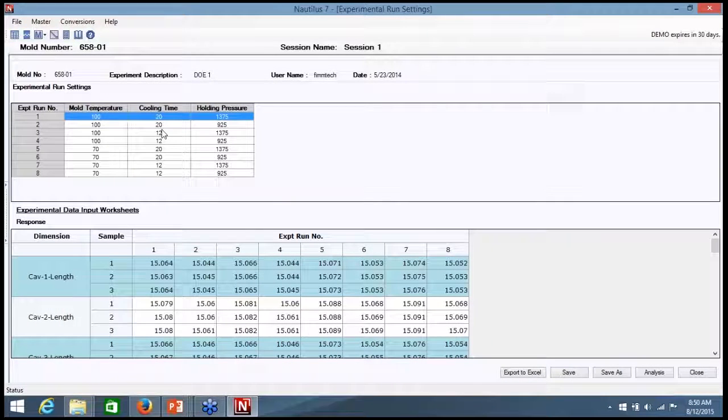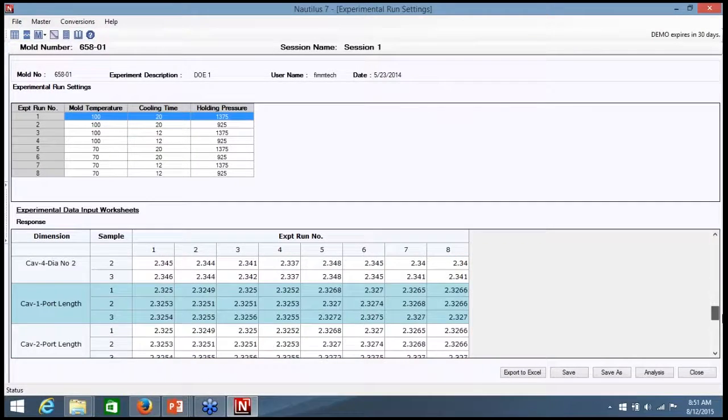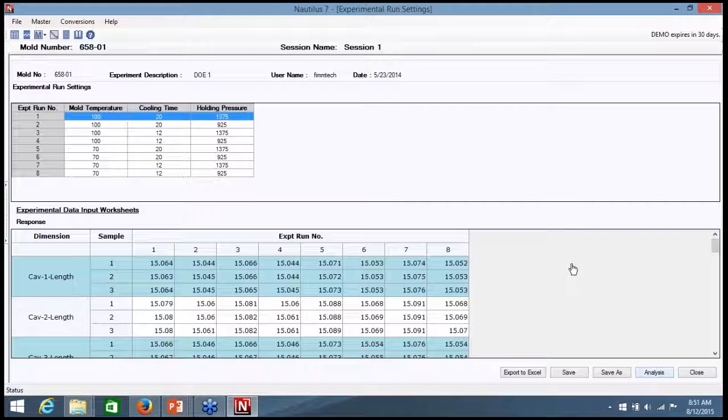Once you run these 8 experiments, and again, this has been designed for injection molding, the user does not need to understand Taguchi methods. He doesn't have to understand any other statistics, nothing in there. You run these experiments, put in the information right here. They measure these things, and then I do the analysis.